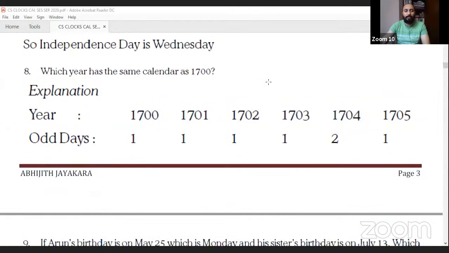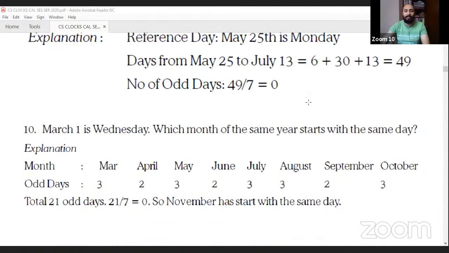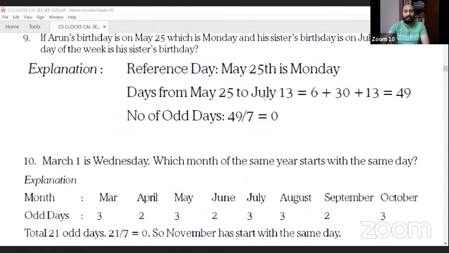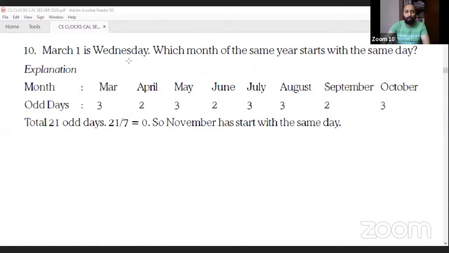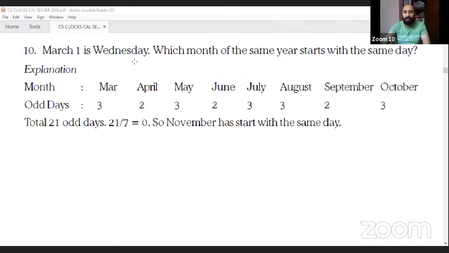We have done all this. So even this one, it is very simple. It is just counting the days in the calendar. Nothing special about this. So this is nice actually. March 1st is Wednesday. Which month of the year will start with the same again?